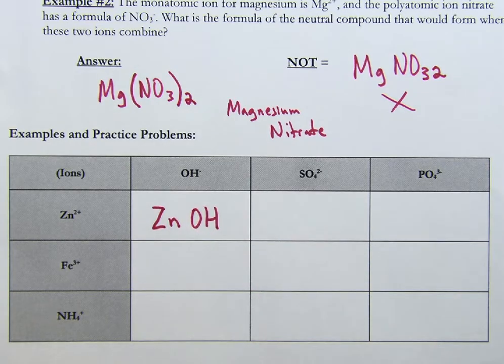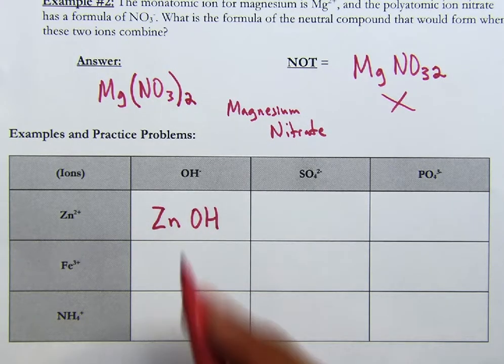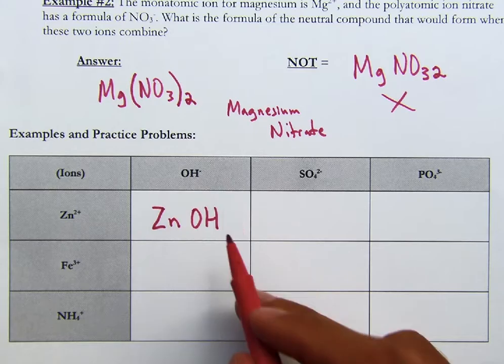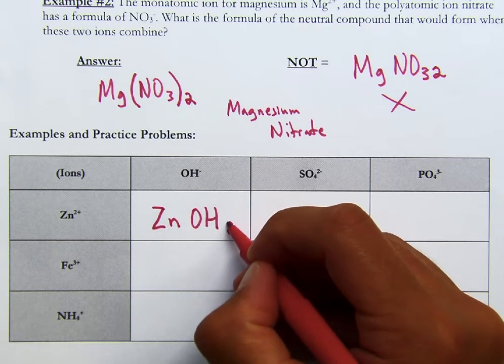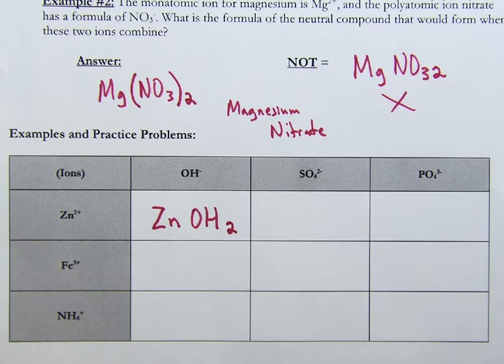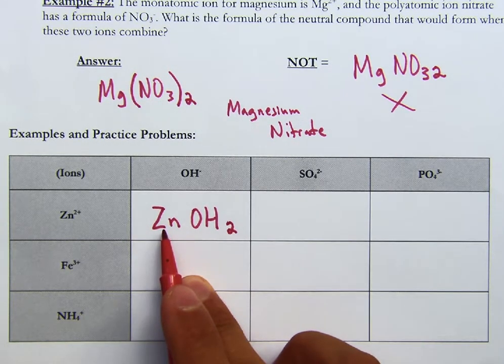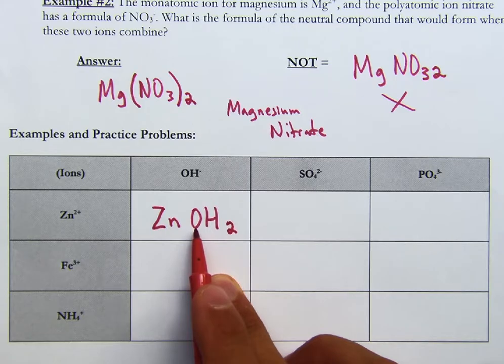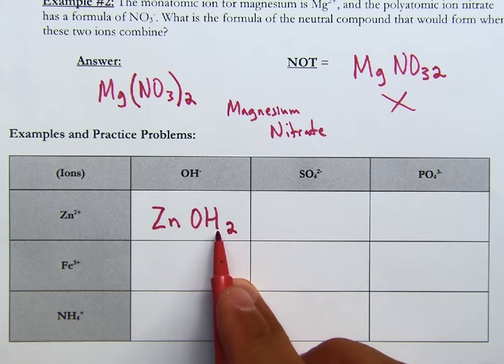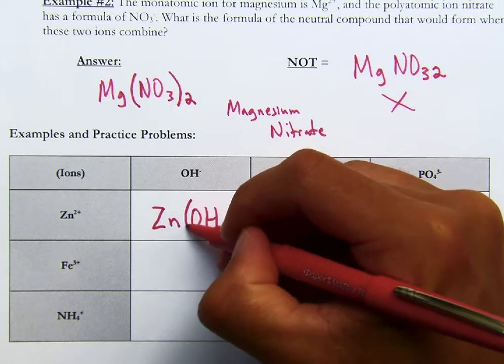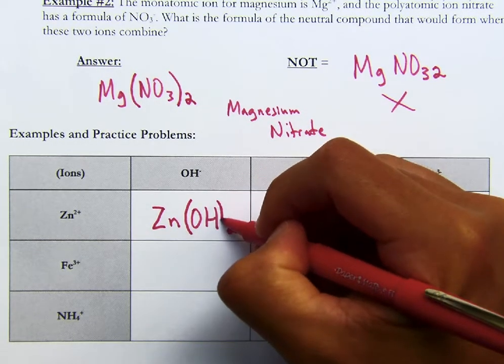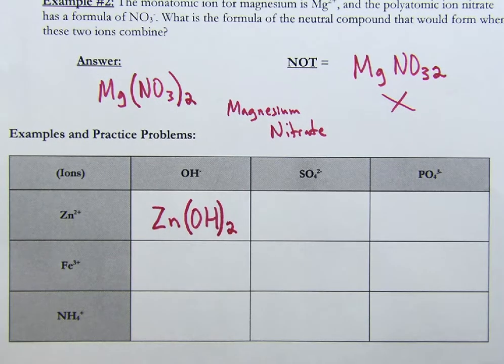This is not a neutral compound. We need to have 2 of these. Now ask yourself, did you just put a 2 here? If you did, that's telling you you have 1 zinc, you have 1 oxygen, and you have 2 hydrogens. That's not what you want. You want 1 zinc, and you want 2 hydroxides. That is the correct formula.